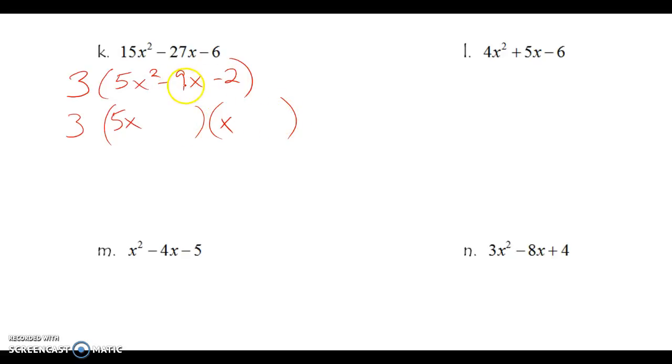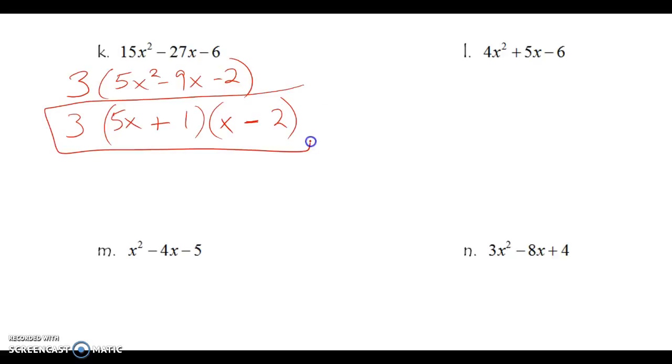Since I need to get 9, I'm going to do 1 and 2 so that when I get 10 and 1, that'll give me 9. Since I want the 9 to be negative, I want that. So let's try it. That would give me 5x squared minus 10x plus 1x, which does give me minus 9x, and then the last will give me a minus 2. So that is the complete factorization for that trinomial given in K.